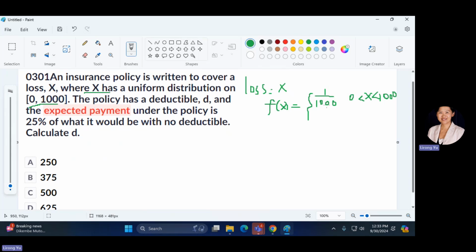I guess this is a very artificial model. If the loss is outside that range, the density is 0. Supposing the loss follows that model, we're going to try to figure out an appropriate deductible. We set the deductible so that the expected payment under this policy is 25% of what it would be with no deductible. So now we're looking at a model for the payment.